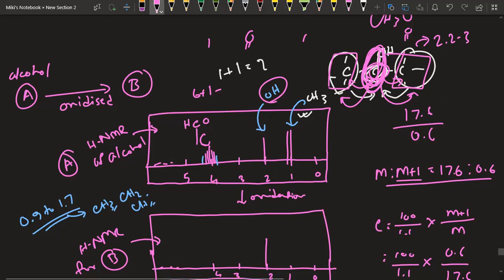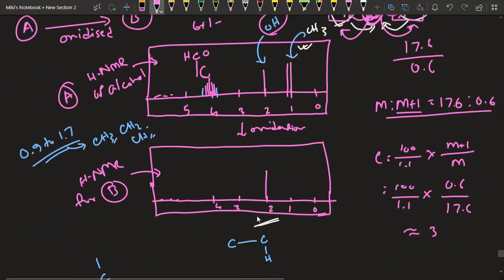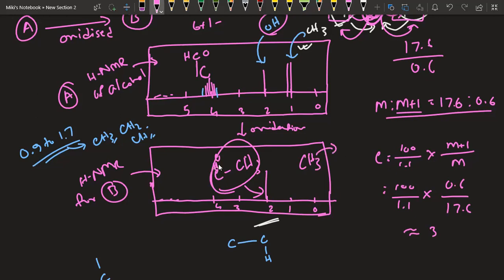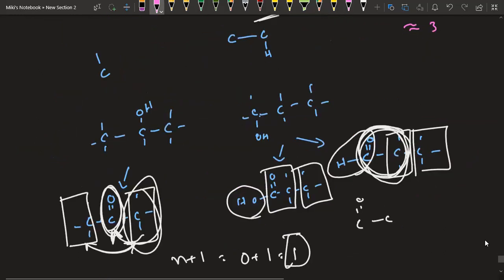Okay. Similarly, in component B, we have a ketone, and because of this C double bond O CH3 group, we have this peak over here, in this position. And why the singlet? Because if you consider the CH3, this CH3's adjacent carbon has no hydrogen. That means 0 plus 1, which is one tick should be there. That means a singlet. Okay, so that's basically it.